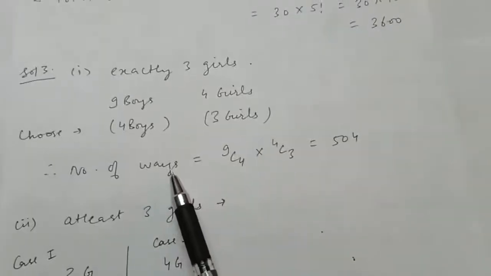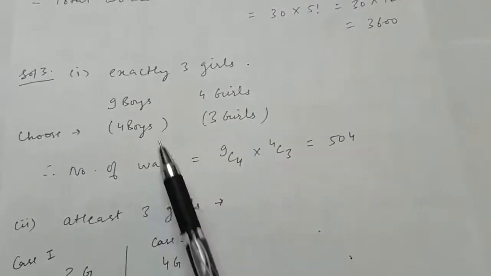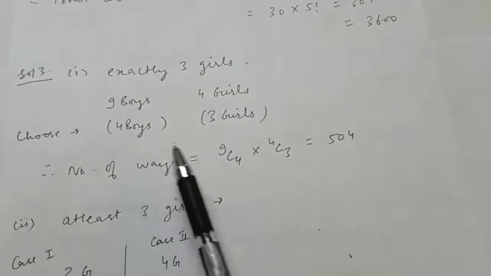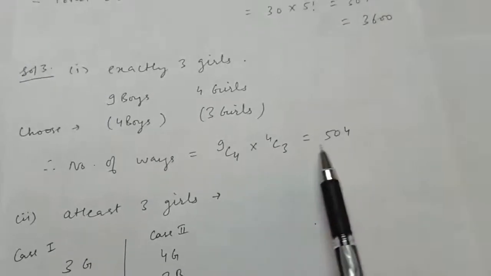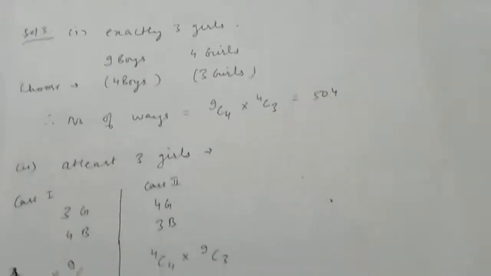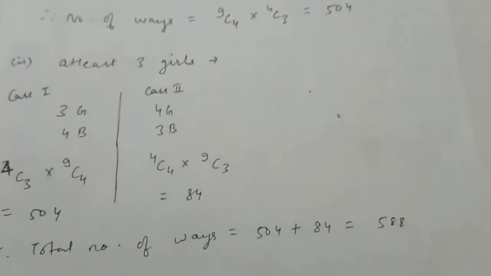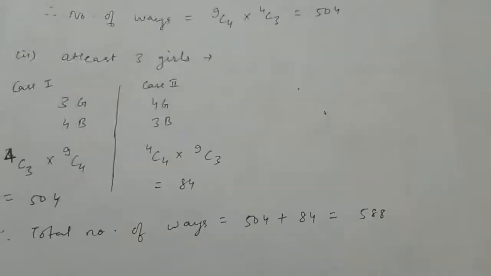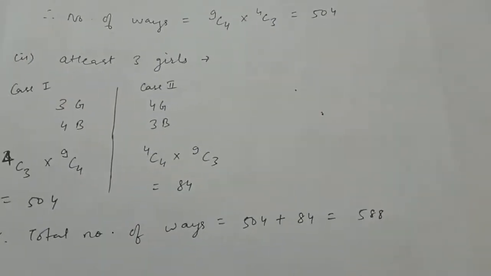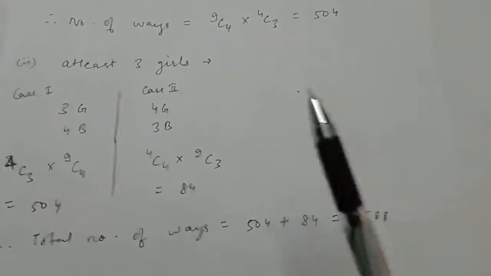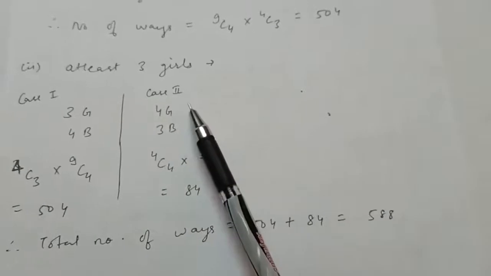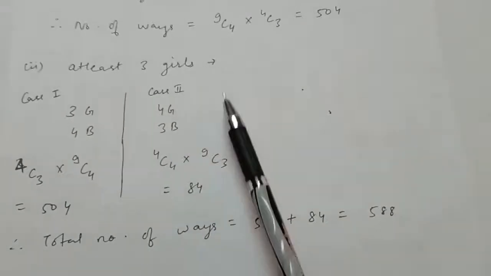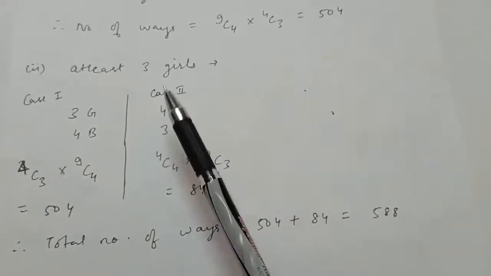So the number of ways the committee can be formed is, out of 9, choose 4 boys, into, out of the girls, choose 3 girls. So you'll get the answer as 504. Now the second case is at least 3 girls. That is either 3 girls or 4 girls. Because there are only 4 girls, we cannot take more than 4 girls, right?